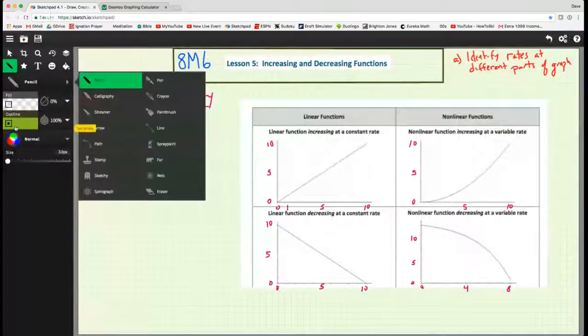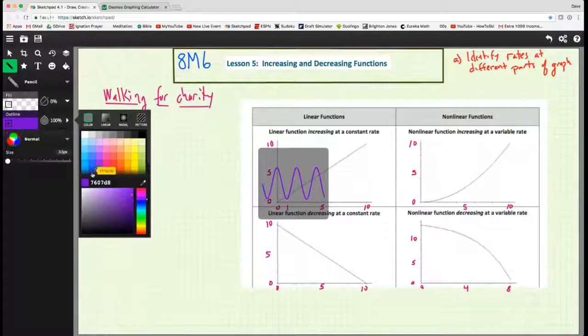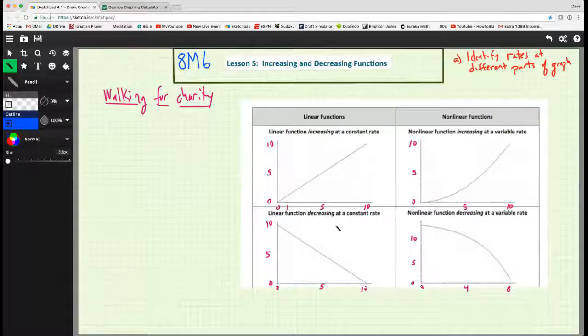Now, here's an example of walking for charity. Okay, so these are from your book. These 4 examples of linear functions and nonlinear functions are from your book. And now I'm going to just say that over here we have miles. In all cases, this is the number of miles that we walk.